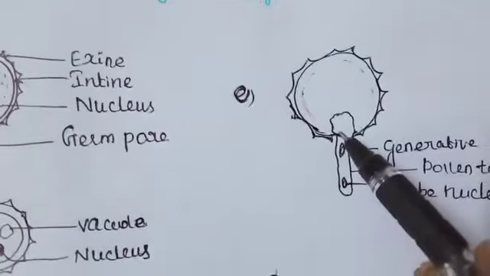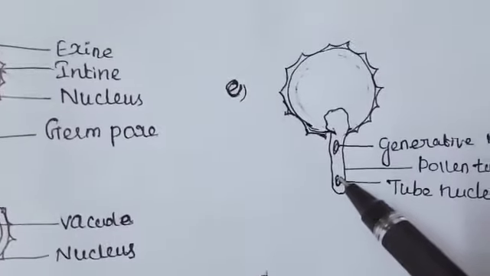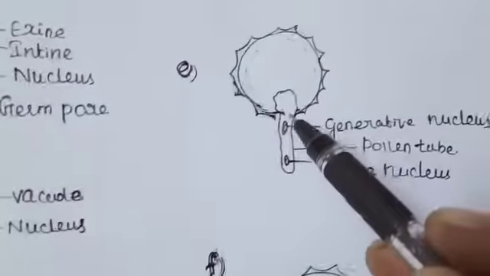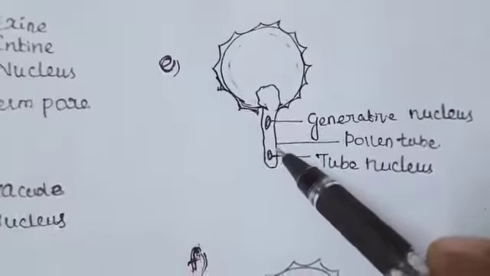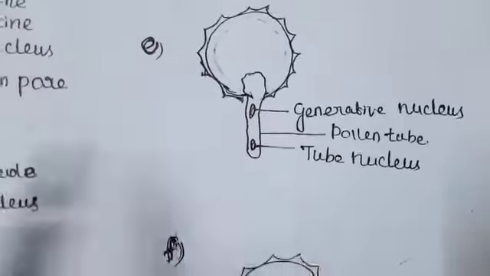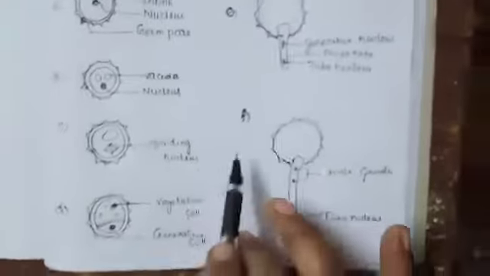Next, the intine grows as a pollen tube through the germ pore. In case the pollen is liberated at the two-celled stage, the generative cell divides into two male gametes. These are the stages of the male gametophyte.